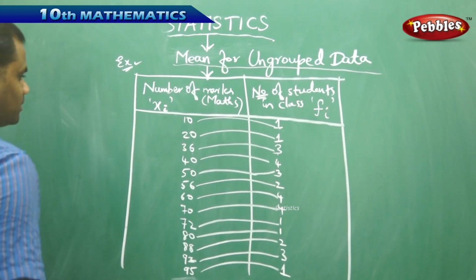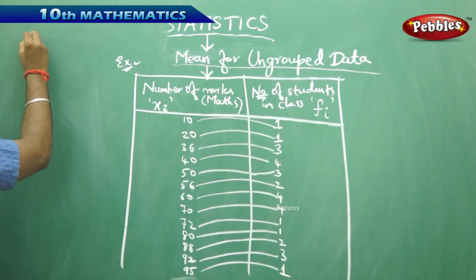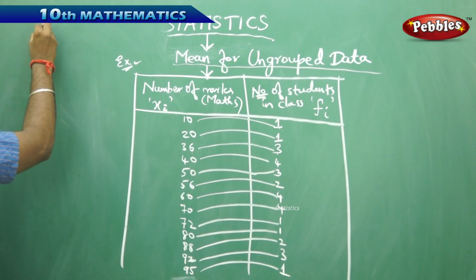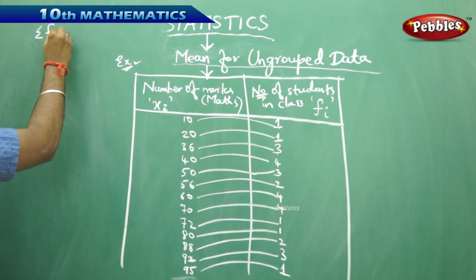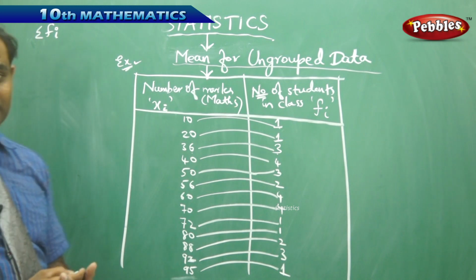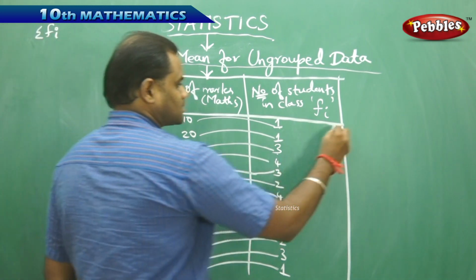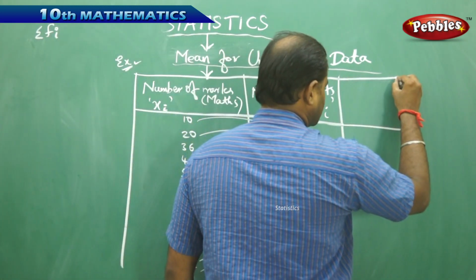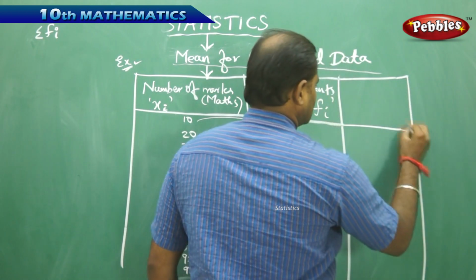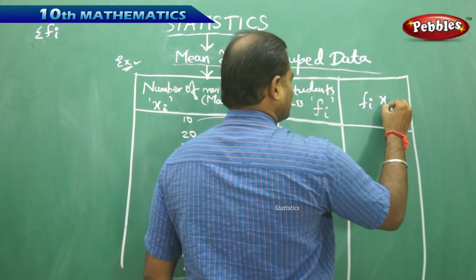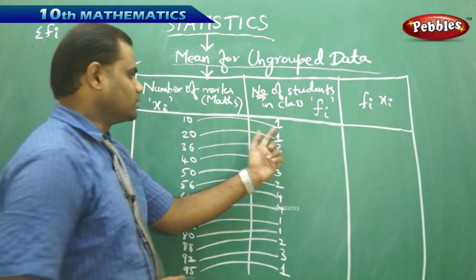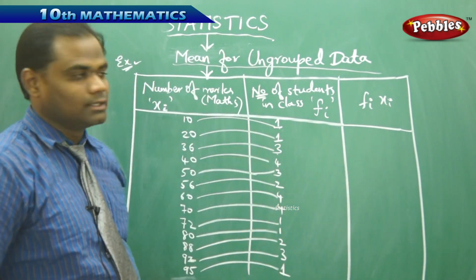So let's see how I can calculate the total frequency, that is sigma Fi, because my mean is sigma Fi Xi by sigma Fi. Then in this case, I make a new column which I need, Fi into Xi. So I multiply this with this to get Fi into Xi.